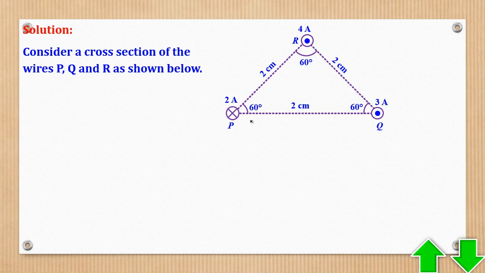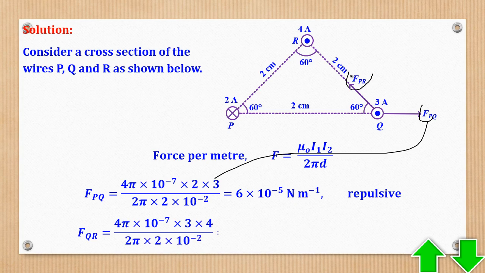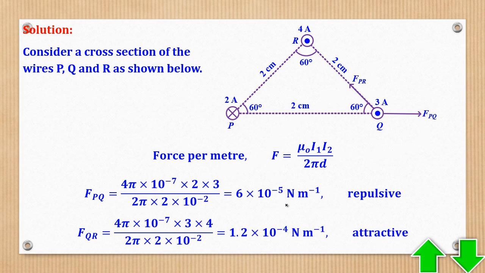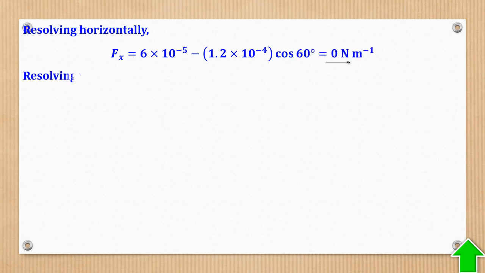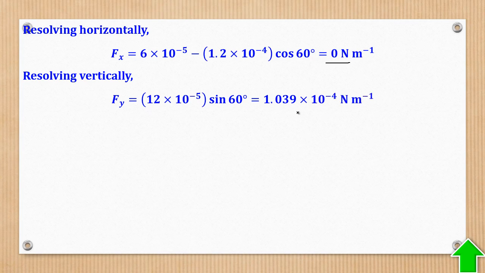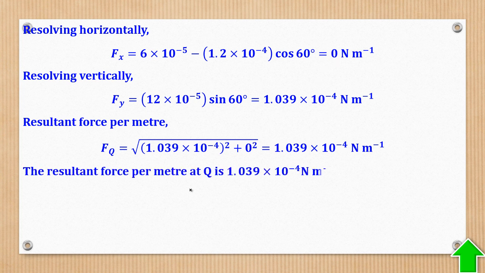So same direction of current means attraction, opposite direction means repulsion. So here there will be a repulsion due to this because it's opposite direction. Then here there will be an attraction due to this because of same direction. The force per meter formula is there. Then you can get the force PQ as repulsive, and also force PR, which is attractive. Then I can resolve in order to get the resultant. So when I resolve horizontally, the horizontal component will be given by this. Resolving vertically, the vertical component will be given by this. Because this is 0, it means that the resultant force is entirely vertical. So the resultant force is this in the positive y direction, and that's what they wanted.